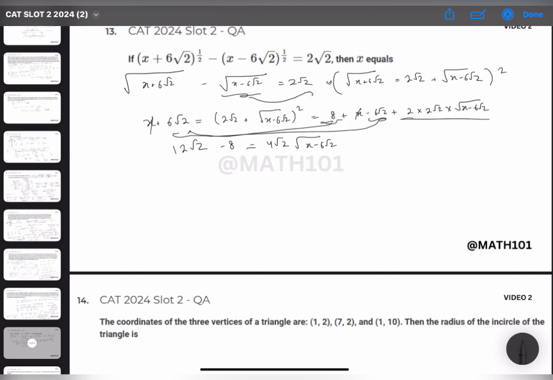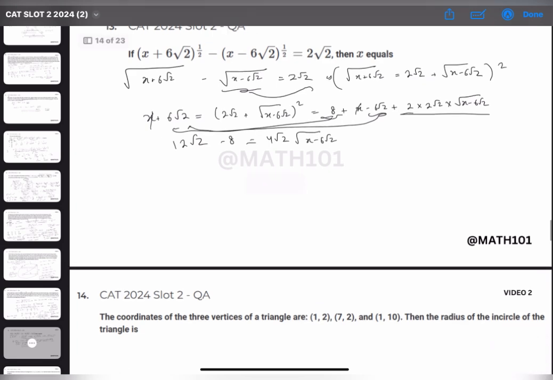Dividing by 4 root 2 on both the sides, we get this upon 4 root 2. So this upon 4 root 2, this gets cancelled. 12 root 2 divided by 4 root 2 is equal to 3. 8 divided by 4 root 2 is root 2, equal to root x minus 6 root 2.